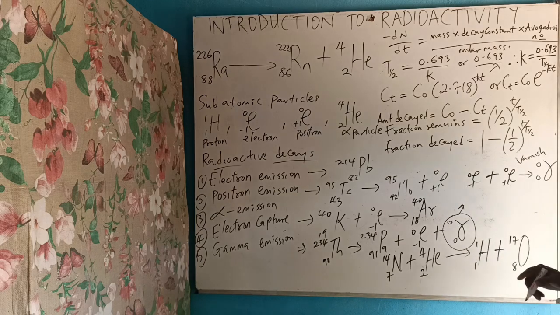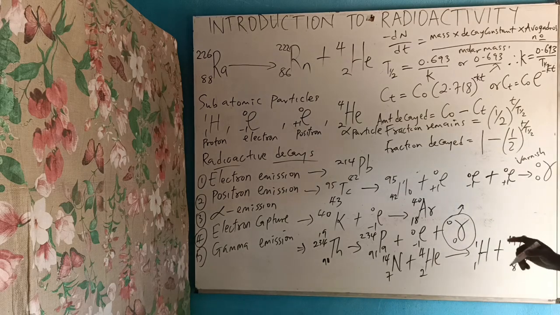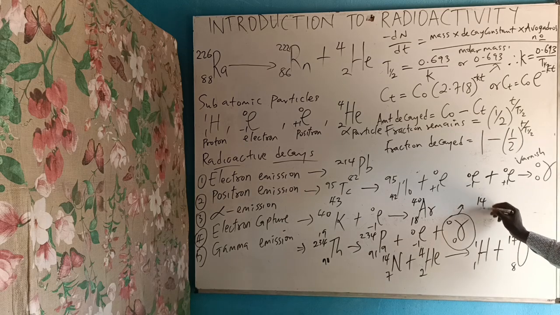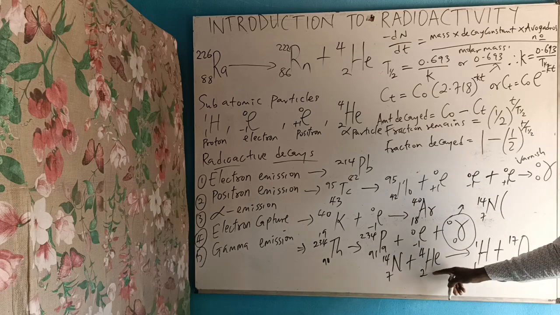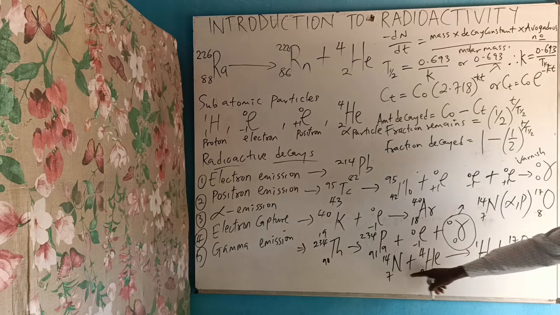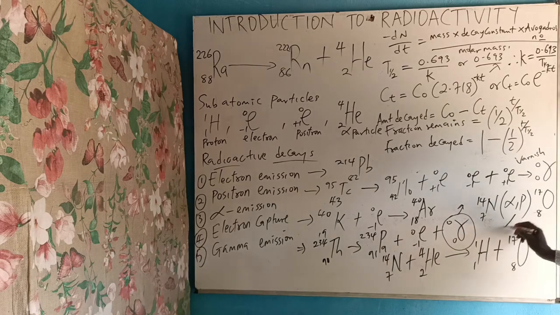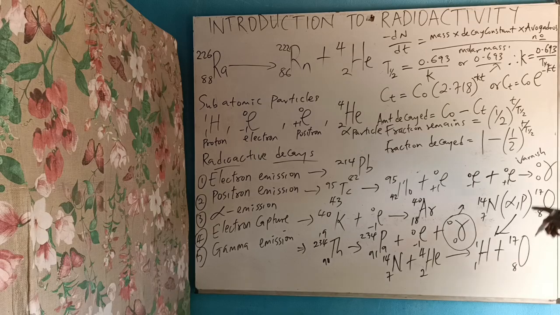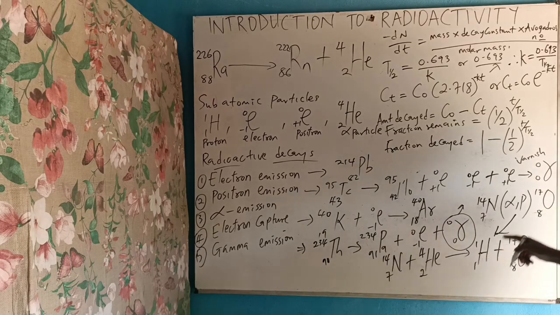The implication is that you can package it this way. You say 14N7, bracket alpha particle and proton, 17. So this is another way of packaging this equation. That is the essence of writing it this way. If you want to see how to package this, look at it.